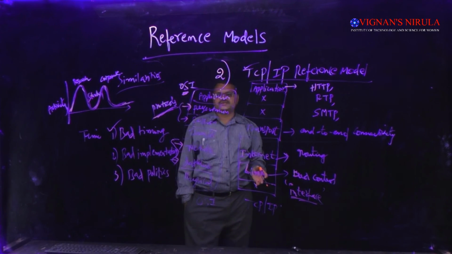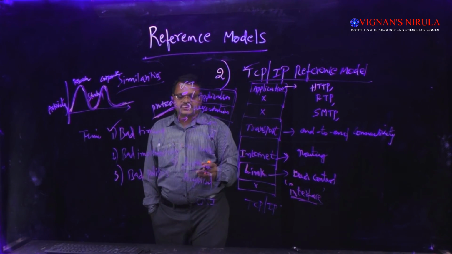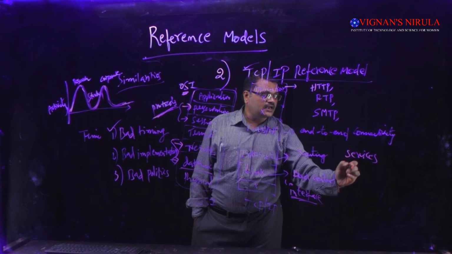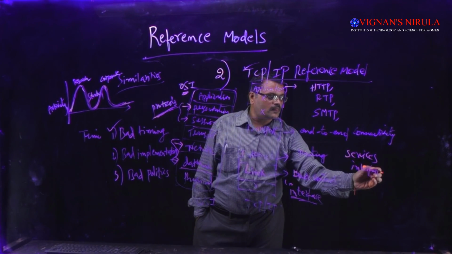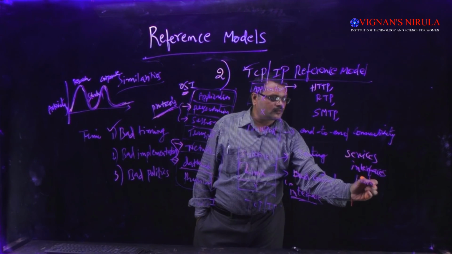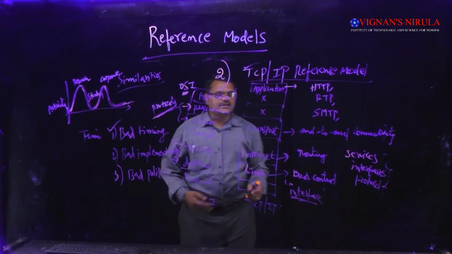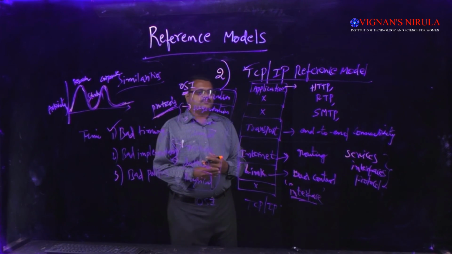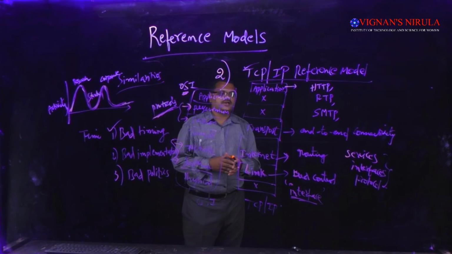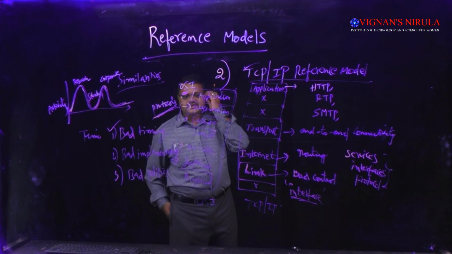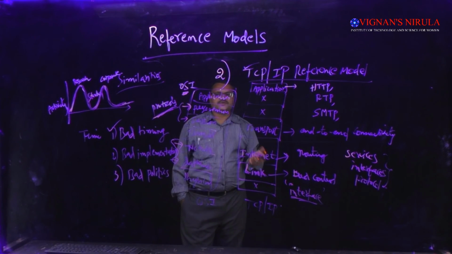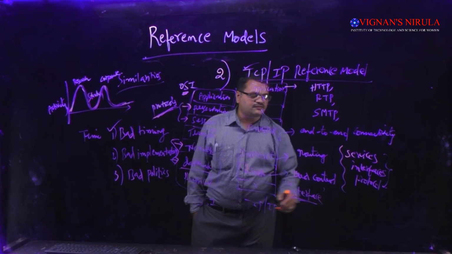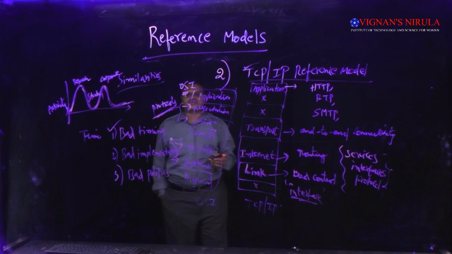Another thing is, there is no exact difference between services, interfaces, and protocol. These three are not exactly differentiated in TCP/IP. Each layer should be unique and should have its own functionality, but that is not actually happening in case of TCP/IP. That is a problem. There is no exact definition for these services, interfaces, and protocols in TCP/IP.